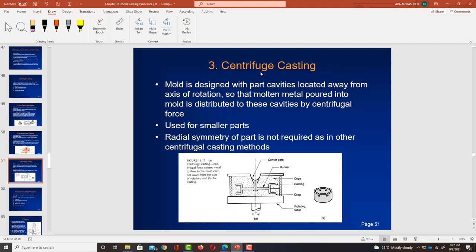Then centrifuge casting. Now what is the difference between centrifuge casting and semi-centrifuge casting? The mold is designed with a part cavity located away from the axis of rotation. So the molten metal poured into the mold is distributed to this cavity by centrifugal force. If you look, your basic part, this basic portion, is located away from this center. Okay, it is shown in cross sectional view. But this is a round part.